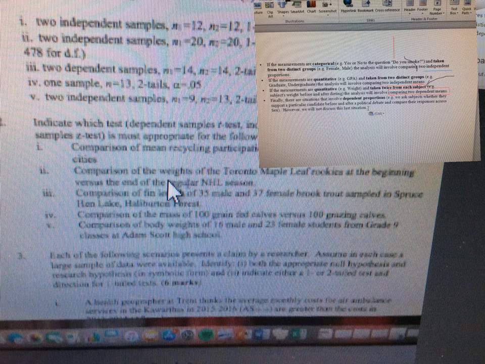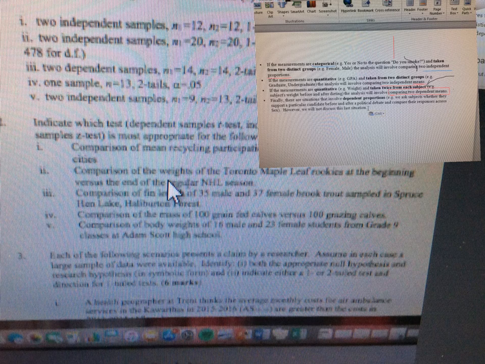And then for the last one, we have a comparison of body weights of, I think it says 10 male and 23 female students from grade 9 at Adam Scott. And so again, we have two independent groups here. We're doing a quantitative measurement, so we have two independent means. So I think we would be looking here at an independent t-test, because we have two independent samples.